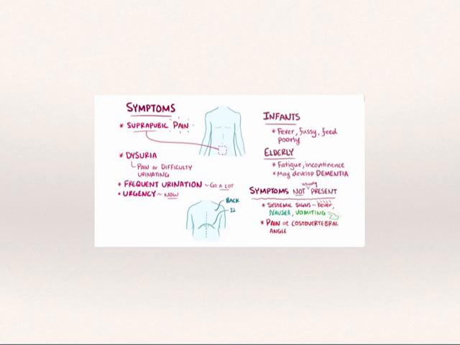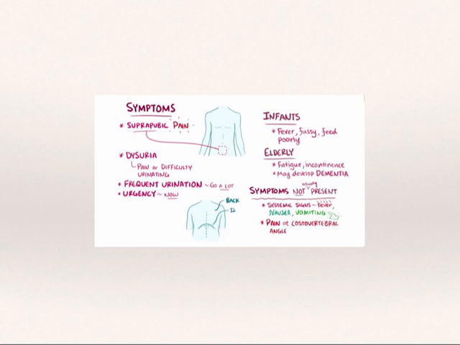Dysuria basically is either difficulty urinating or pain with urination. So that's a big symptom with it. A lot of times they have very frequent urination, very urgent. Like when they have to go, they've got to go. And that's very common with a UTI or cystitis.